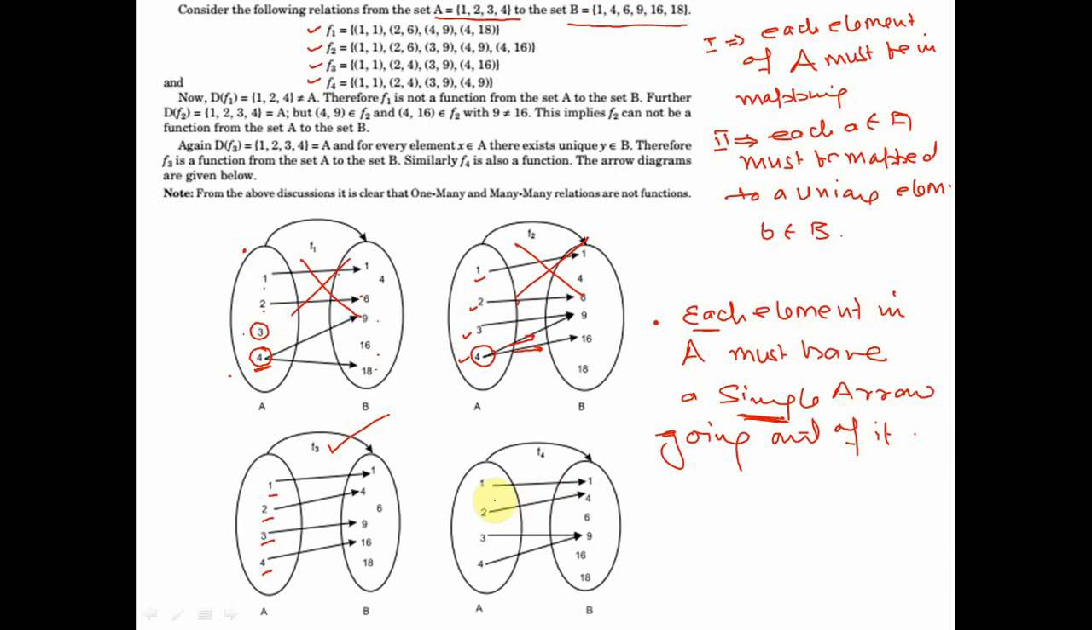Similarly, let's see this one. I can see that from each element an arrow is going out. 1 is being mapped to 1, 2 is being mapped to 4, but 3 and 4 both are being mapped to 9. So should we say that this is not a function? No. Why? Because 3 is being mapped to 9 and 4 is being mapped to 9, but each element has a single arrow going out of it. The problem comes when from a single element you have multiple arrows going out. So this is once again a function. So the above two are not functions and the below two are functions.